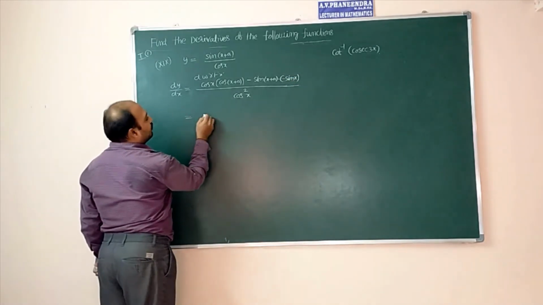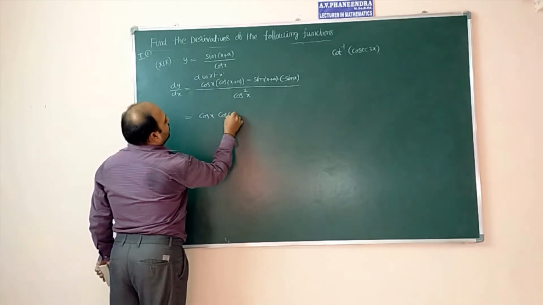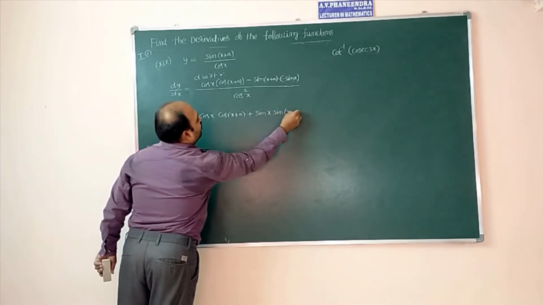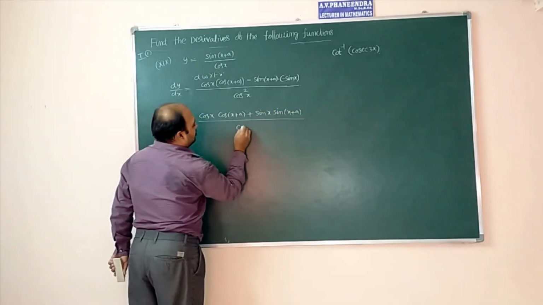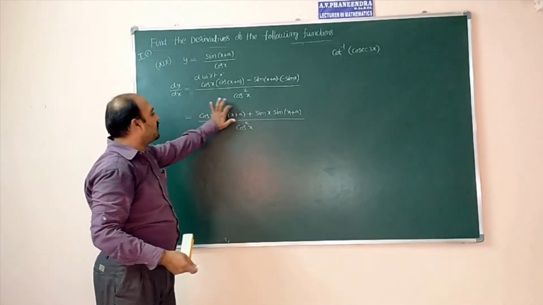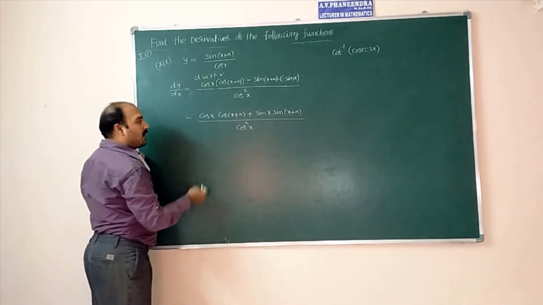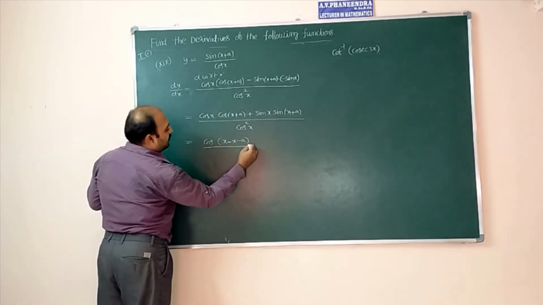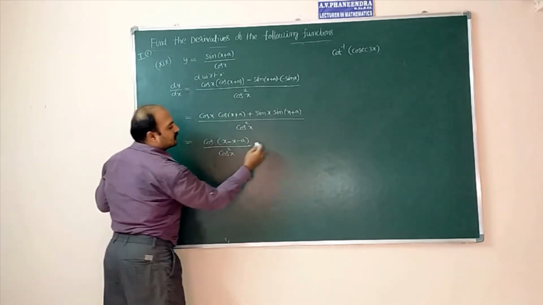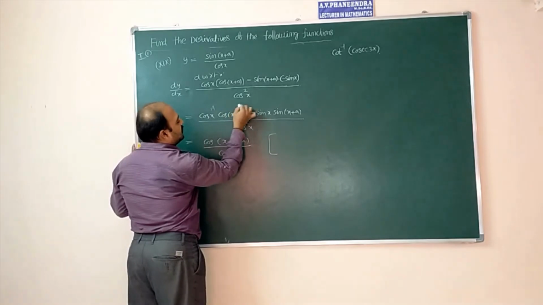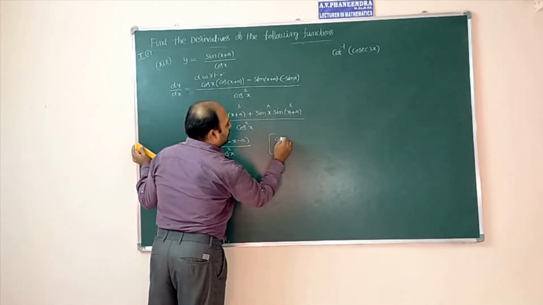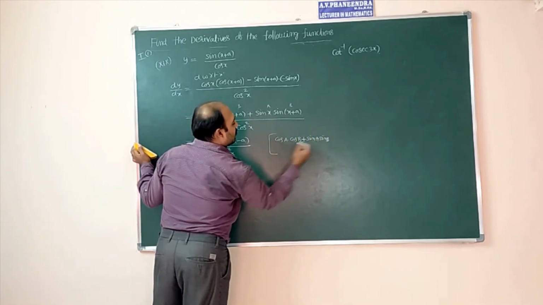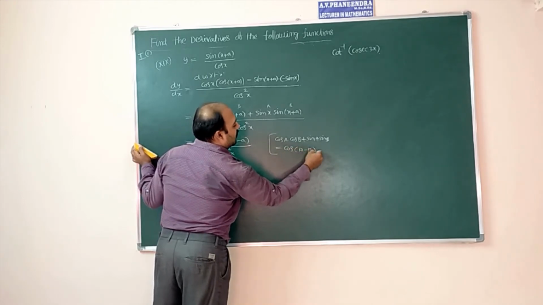So which is equal to cos x into cos of x plus a plus sin x into sin of x plus a, divided by cos square x. It is in the form of cos a cos b plus sin a sin b. So cos of a minus b, which is equal to cos of x minus a, divided by cos square x. Here we applied that this is a, this is b. Cos a cos b plus sin a sin b is equal to cos of a minus b. That formula we applied here.